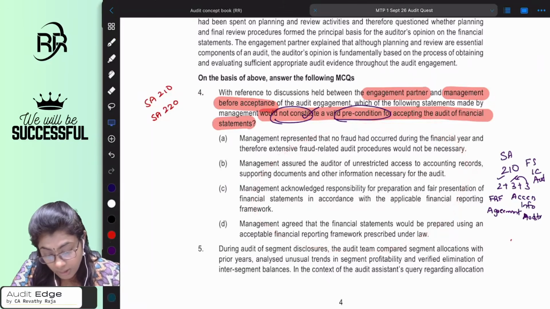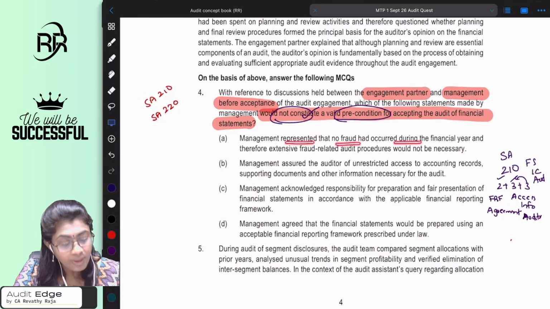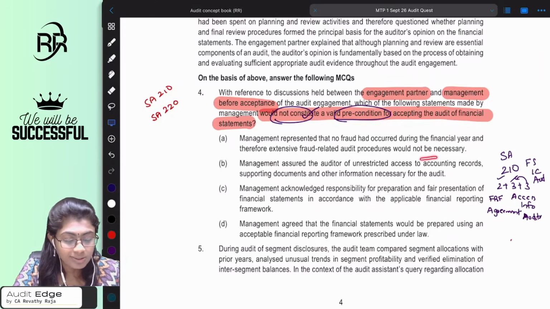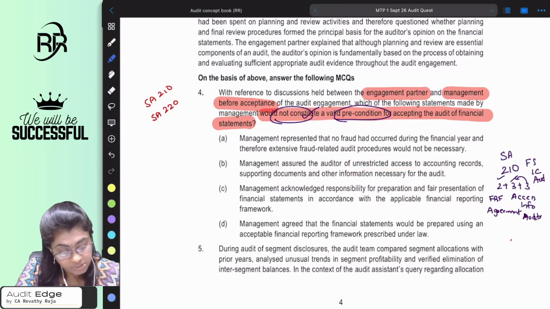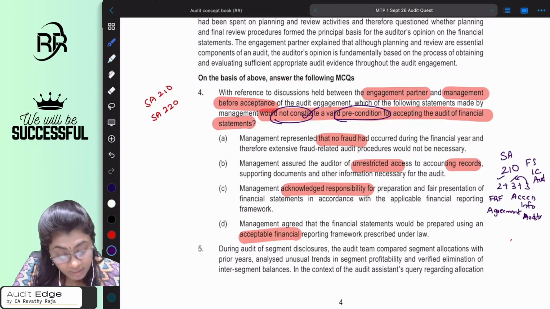Use the ruling out technique. Management represented that no fraud has occurred during the year. Therefore, extensive fraud-related procedure is not necessary. Management assured auditor unrestricted access to books and records. Management acknowledged responsibility for preparation of FS. Management agreed that FS would be prepared using AFRF. See, these three are preconditions.